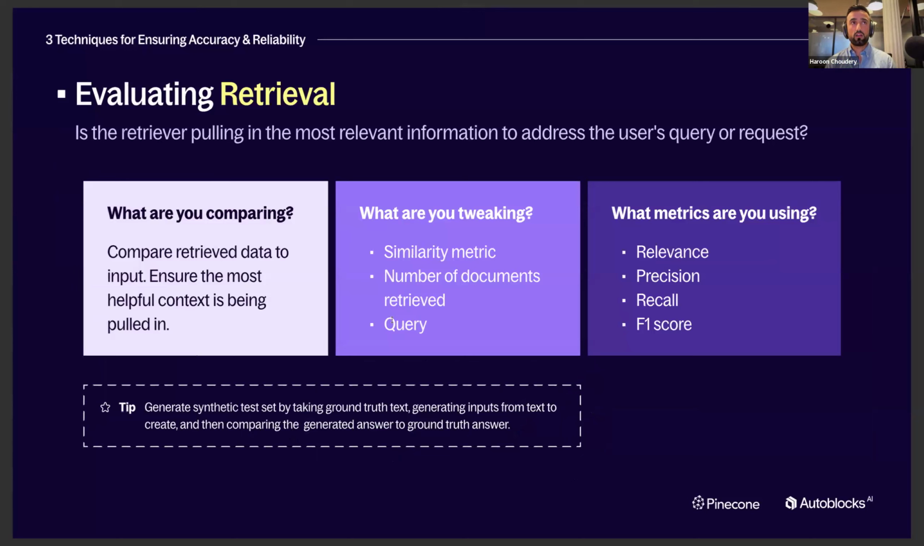So what you're comparing is the retrieved data to the input. And you want to make sure that the retrieved data is the most helpful context based on the input that was entered. Some of the things that you might tweak are the similarity metric, the number of documents retrieved, and the query to the vector database. Some of the metrics that you might use in order to figure out how well this part of the system is working is relevance.